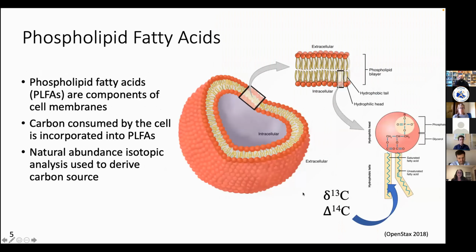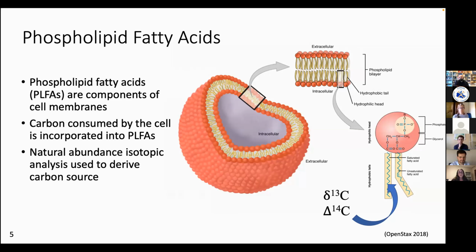To assess microbial response, we extracted phospholipid fatty acids from the soils. Phospholipid fatty acids, or PLFAs for short, are basically the components that make up bacterial cell membranes. We use PLFAs as a biomarker, and they provide a sort of low resolution taxonomic profile of an active microbial community.